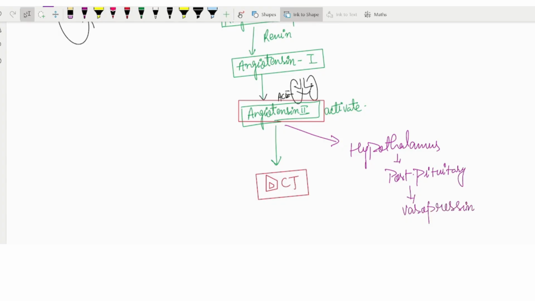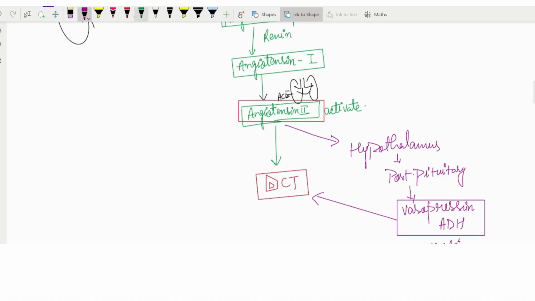Okay, so vasopressin is also known as antidiuretic hormone. This vasopressin or antidiuretic hormone is actually giving the signal to the DCT for the reabsorption. And one more thing it is doing, it is also causing vasoconstriction. Okay, so this is the function.